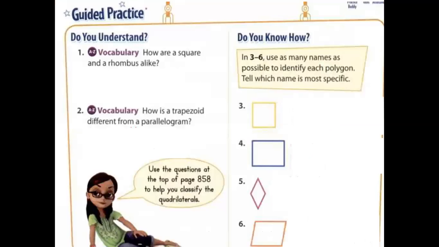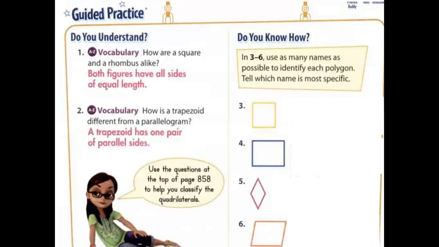Then let's open page number 859. So question number one. Here, how are the square and rhombus alike? So the square and rhombus here together have all sides of equal length. So the square and rhombus, all sides are the same length.